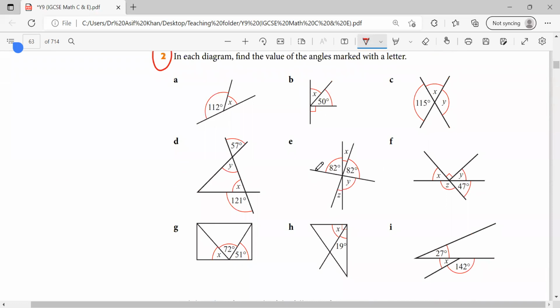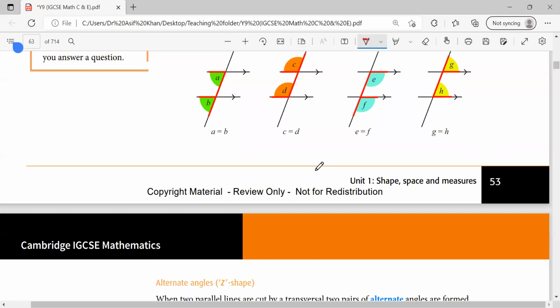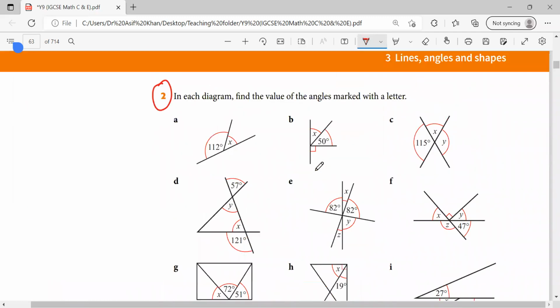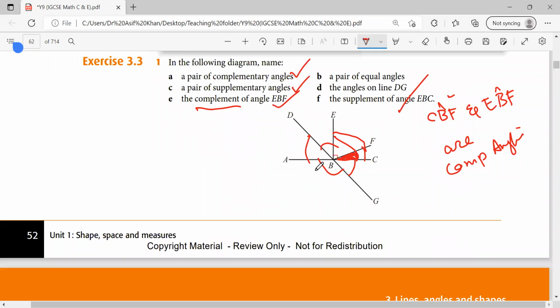Do you have the book? Open your book, page number 53. Okay, you can start that one.